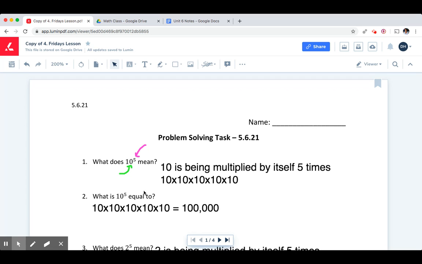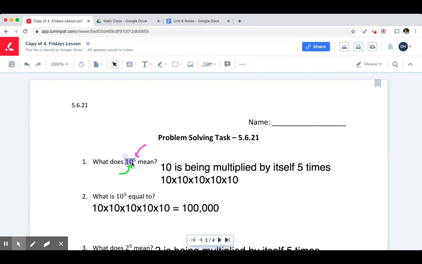Thinking back to the beginning of the school year when we talked about exponential form, your base is the number that is being multiplied by itself repeatedly. And your exponent tells you how many times to multiply that number by itself. So 10 to the power of 5 is the same thing as 10 being multiplied by itself 5 times. So a number sentence that matches that would be 10 times 10 times 10 times 10 times 10. 10 is being multiplied by itself 5 times.